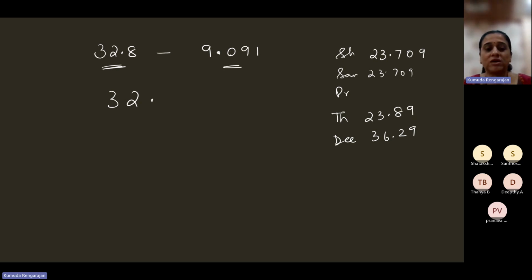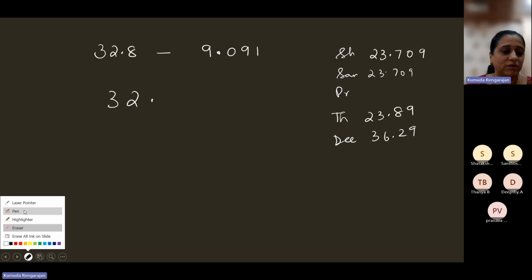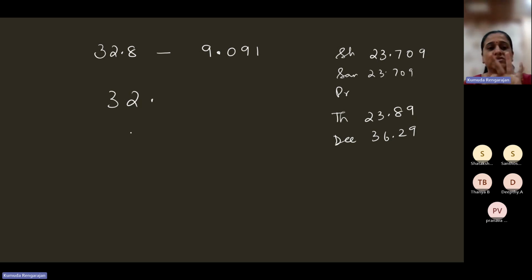This 0 has value, because after 0 there are digits 9 and 1. So you cannot remove the 0. The 0 has meaning there. You cannot remove it because it's not at the extreme right. So the first number has 1 decimal place and the second number has 3 decimal places. So write the first number also with 3 decimal places. After 8, place 2 zeros, because you can add as many zeros as you want to the extreme right. The value of the decimal number does not change.